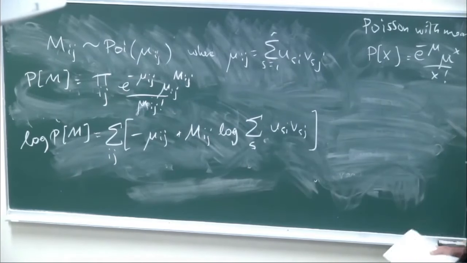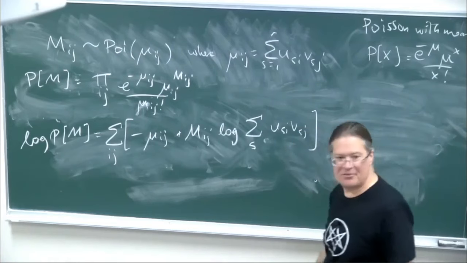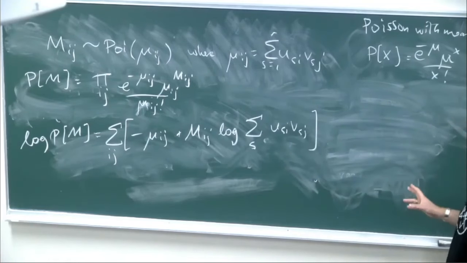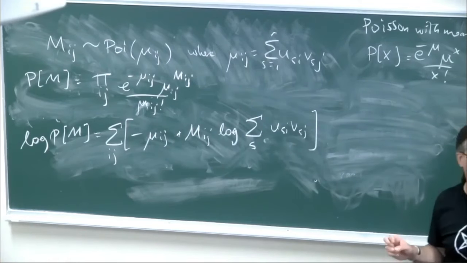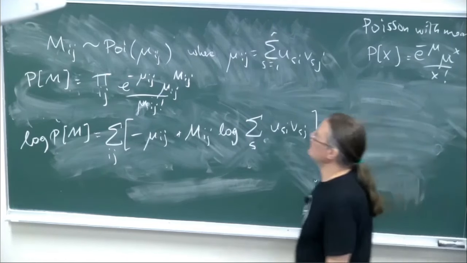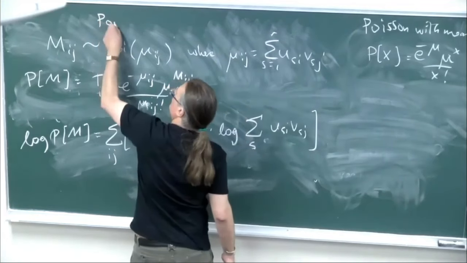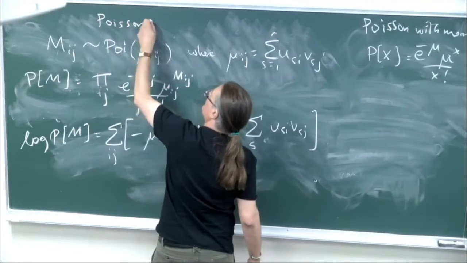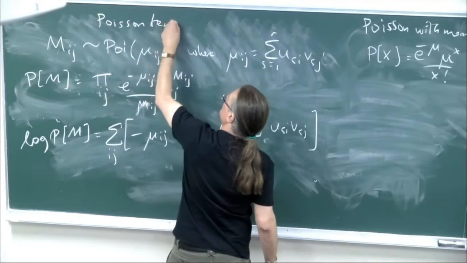And I know I'm just dealing with matrices here, but in this case, the extension to tensors is pretty straightforward. So looking at this for matrices is interesting. And by the way, this problem has a name. It is called Poisson matrix factorization, or, if you wish, tensor factorization.